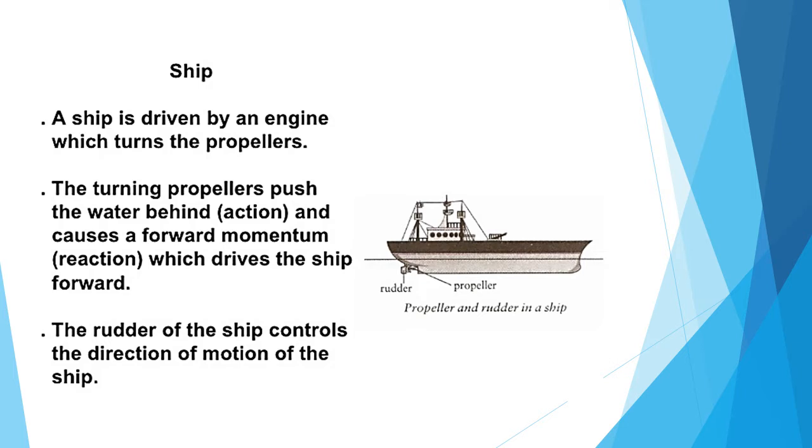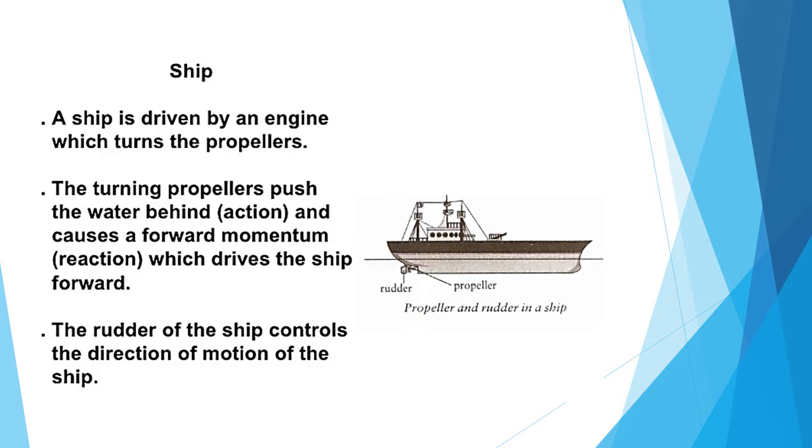Okay, now look at the diagram. You can see the propeller. This engine is connected to the propeller. So this propeller will rotate, and it will give an action toward the water. When the water moves behind, the water behind the ship will rotate. So it will give a backward action, and the reaction is the ship will move forward. This is according to the principle of momentum.